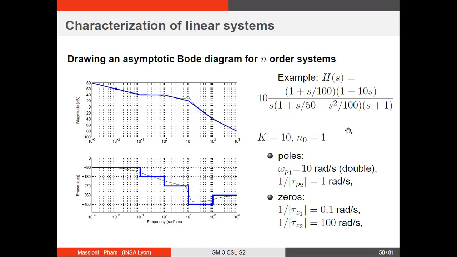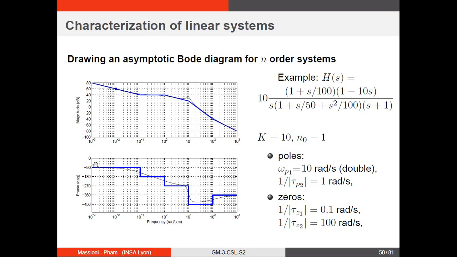Last but not least, we have this zero over here at 100 radians per second, a negative real part zero, so the slope goes up by 20, going from minus 60 to minus 40, and the phase goes up by 90. What about the real diagram?